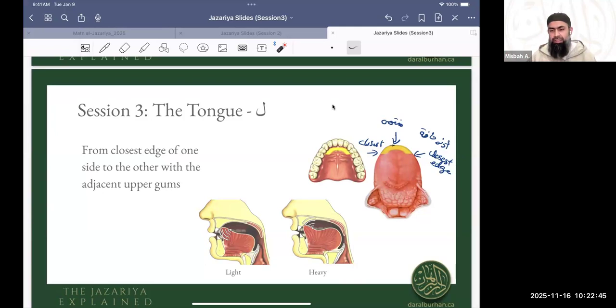Like I said, again, it's not important how you describe it as long as you can describe it accurately. And you'll see differences in how it's been described. I wrote to make it as simple as possible. I said from closest edge of one side to the other with the adjacent upper gums. What's going to happen? Right? Your entire area is going to be touching.